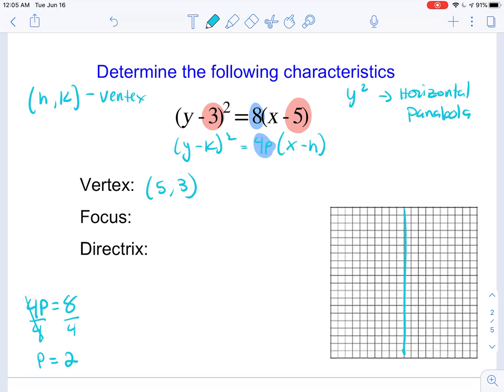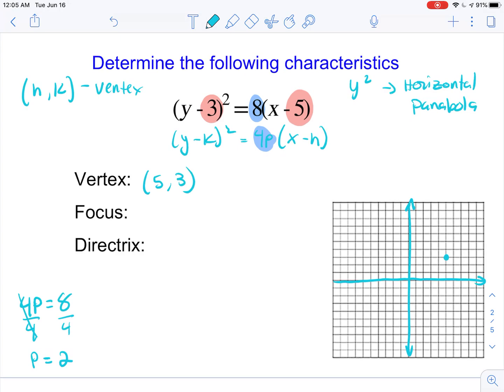So what does that mean? Well, let's take a look at the graph, right? So if I were to set up a graph for this, and identify my vertex as 1, 2, 3, 4, 5, comma 3, 1, 2, 3. Okay, my focus should be positive 2 units away from that, meaning I'm moving in a positive direction along my x-axis because it's a horizontal parabola, to right here. So this is my vertex, this is my focus.